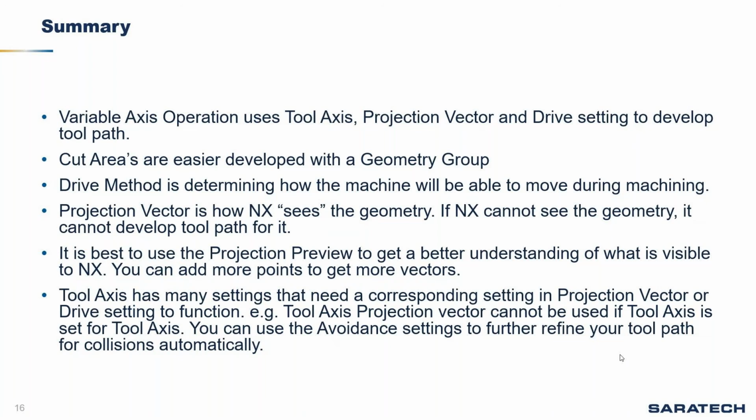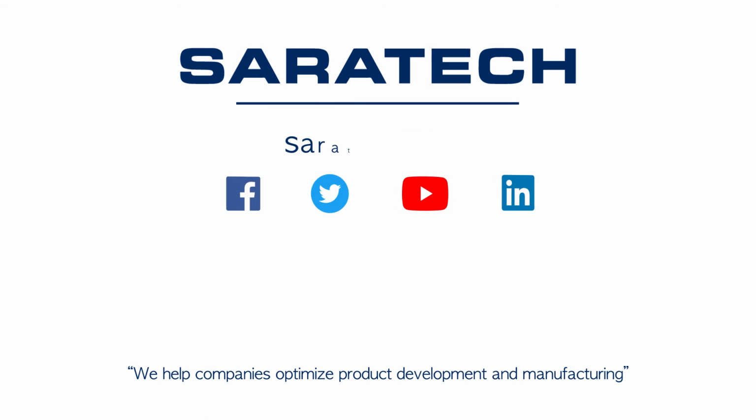Tool axis has many settings, and sometimes they correspond to projection vector or drive setting functions. So if you see yourself getting alarms and errors and issues, it's because one is conflicting with the other.